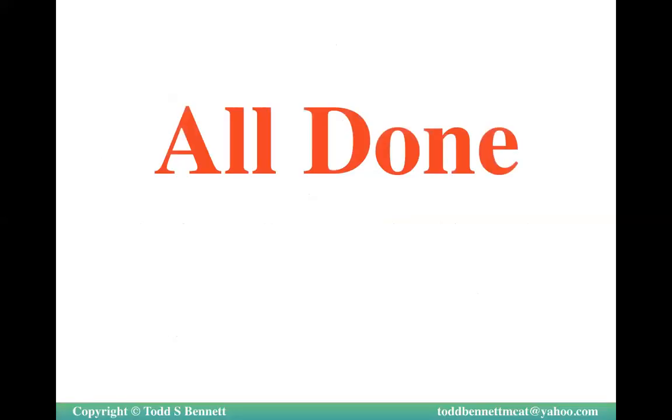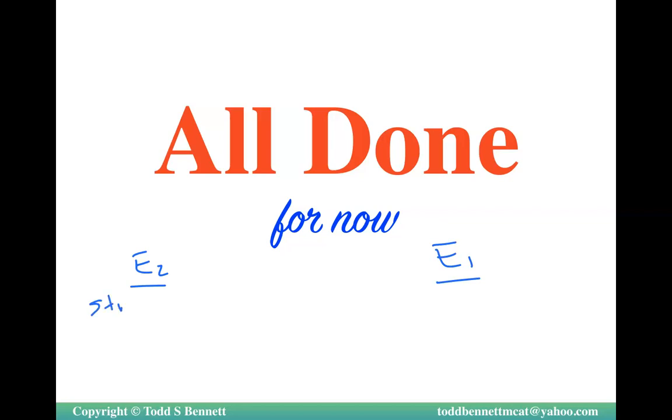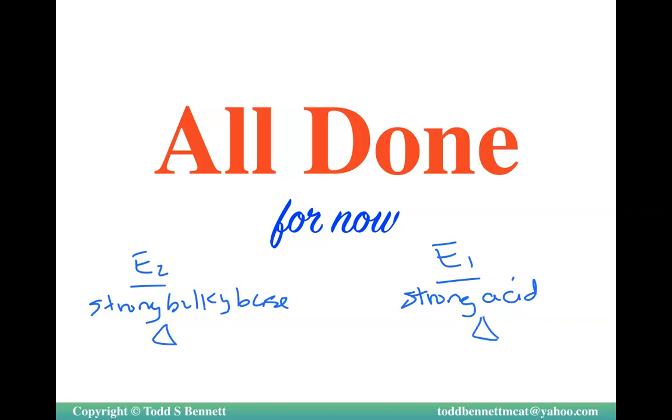We're all done for now, but one of the things you need to do is make a list of the features for E1 and E2. Strong, bulky base, strong acid that does not act like a nucleophile. Heat, anti-H and leaving group. This one is just a good leaving group, couldn't help from being protonated.